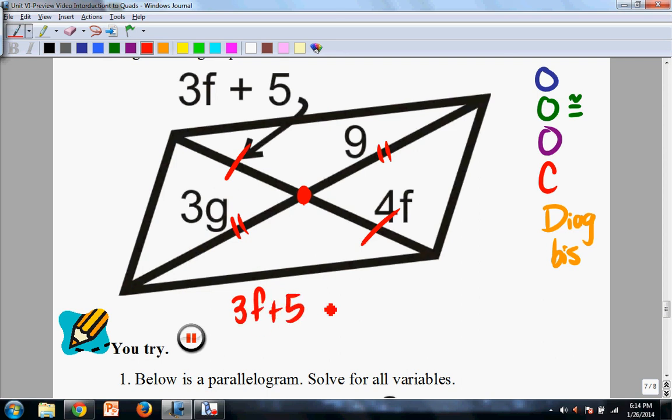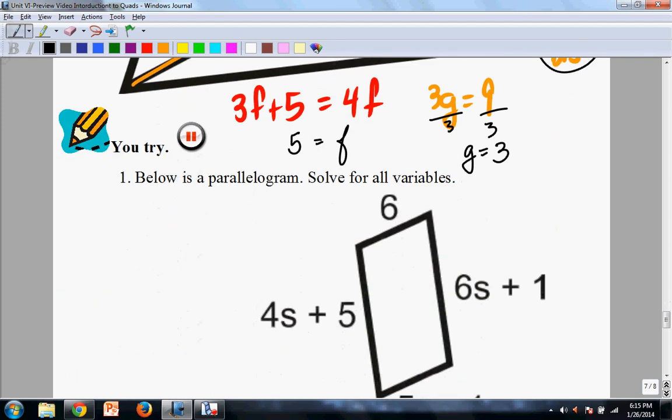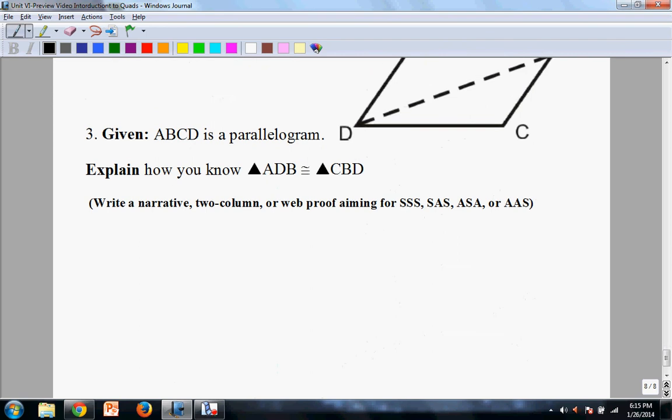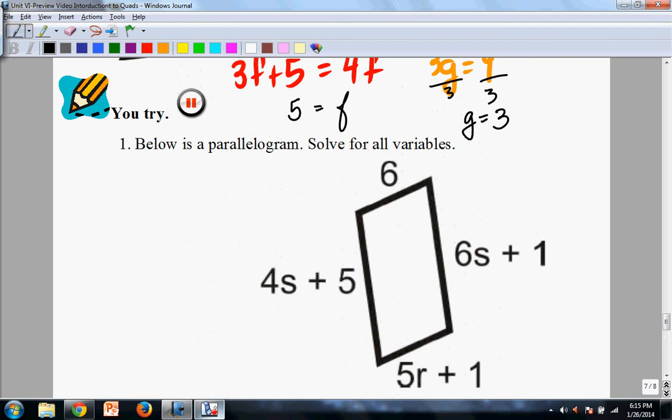So we can go 3f plus 5 equals 4f. And then we can go this way as well. 3g equals 9. Of course, we can solve for each. And we get 5 equals f, and g equals 3. So these two, diagonals bisecting and opposite sides congruent, have to deal with segment lengths. What I'd like you to do is for the next 3 problems, 1, 2, and 3, you have 5 minutes. I'd like you to try to solve those on your own and then check.